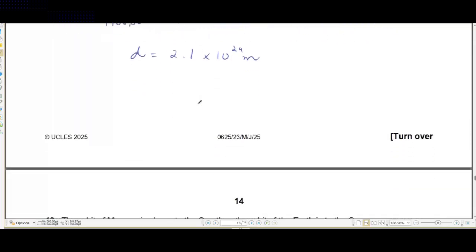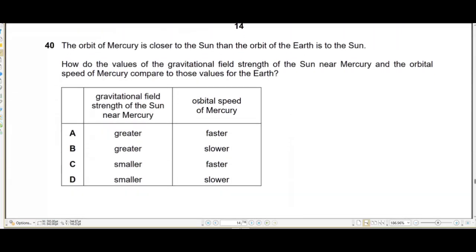Okay. Question number 40. The orbit of Mercury is closer to the Sun than the orbit of the Earth is to the Sun. So how do the values of gravitational field strength of the Sun near Mercury and the orbital speed of Mercury compare to those values of the Earth?